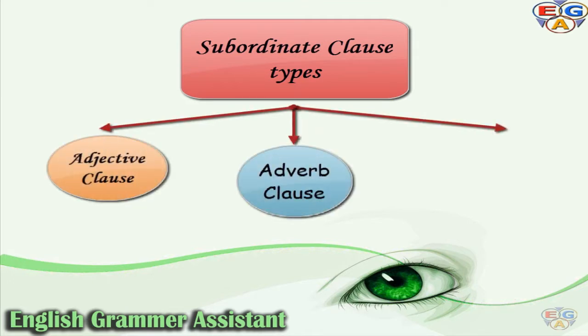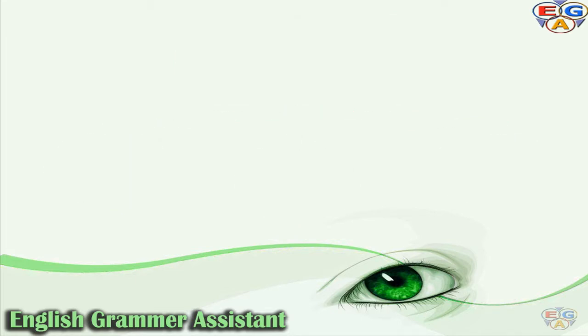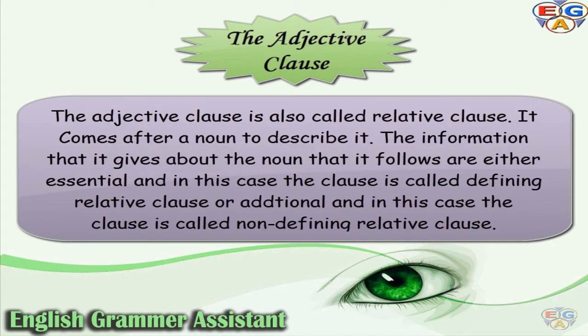The subordinate clauses have three types: the adjective clause, the adverb clause, and the noun clause. The adjective clause is also called relative clause. It comes after a noun to describe it. The information that it gives about the noun that it follows is either essential, and in this case the clause is called a defining relative clause, or additional, and in this case the clause is called a non-defining relative clause.